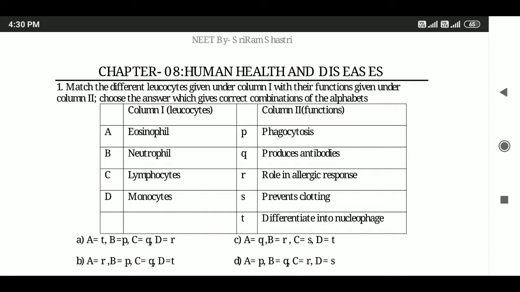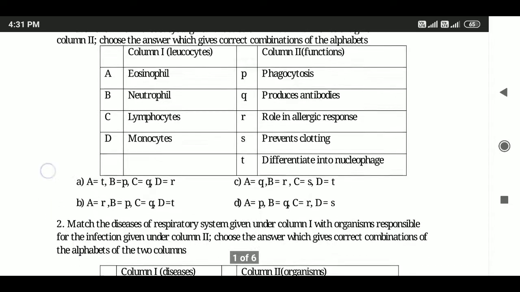Match the different leukocytes given under column 1 with their functions given under column 2. Choose the answer which gives the correct combination of alphabets. Eosinophil, neutrophil, lymphocyte, monocytes. As we know, monocytes differentiate into macrophages. Lymphocytes are involved in production of antibodies. Neutrophils are phagocytic in nature. Eosinophils have a role in allergic response. So A-R, B-P, C-Q and D-T. The right answer is B.